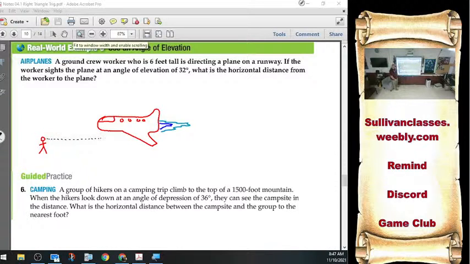Okay, so it says stick figure Steve is 6 feet tall. I should probably say stick figure Steve is 6 feet tall. Says this is not drawn to scale. Stick figure Steve is not the size of a fighter jet. That is drawn like a passenger plane. He sights it at a 32-degree angle of elevation, so put it in that tiny little corner. What is the horizontal distance, x, from the worker to the plane?